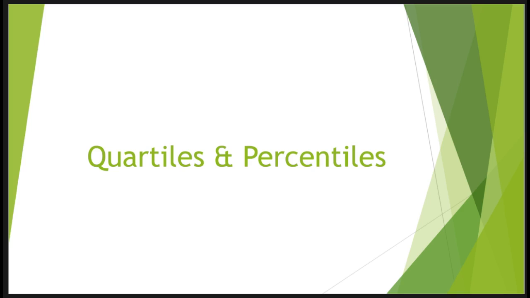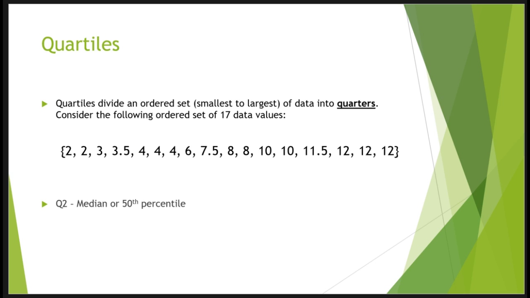In the last video, we looked at box plots. Now we are going to look at quartiles and percentiles. Quartiles divide an ordered set of data, from smallest to largest, into quarters. So consider the following ordered set of 17 data values.